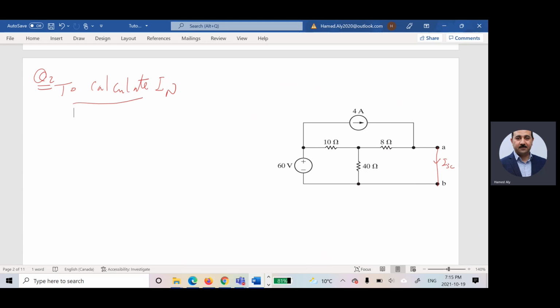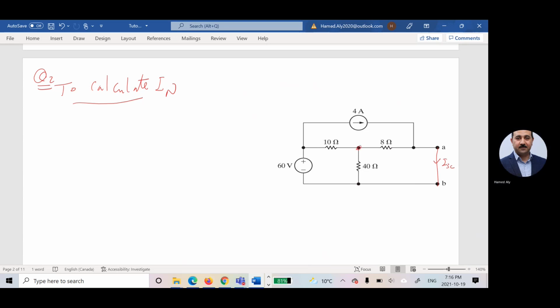How to find I short circuit, guys? How to find I short circuit in this? Which method would you like to use for finding I short circuit? If you try to use node voltage method, how many nodes do we have?